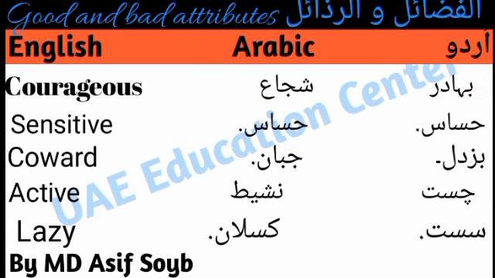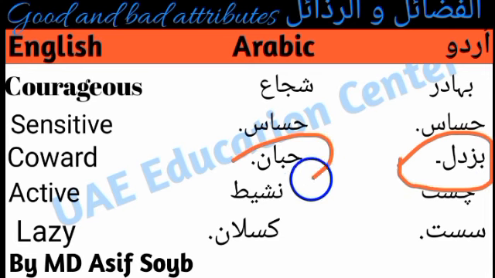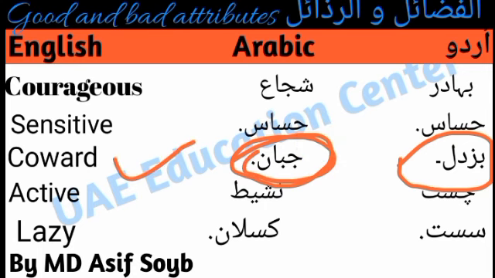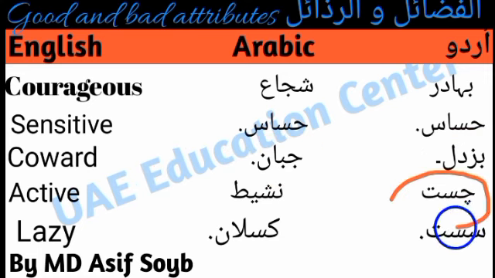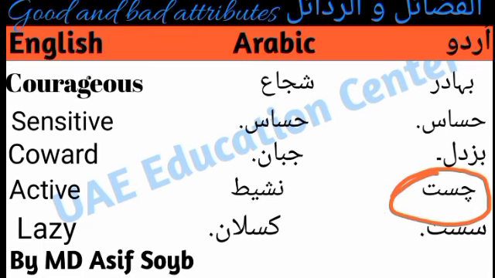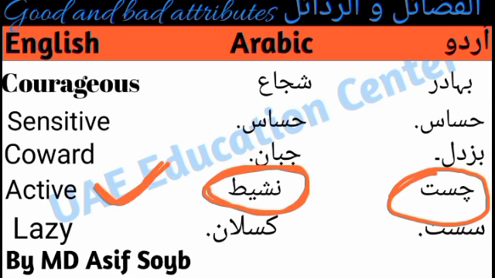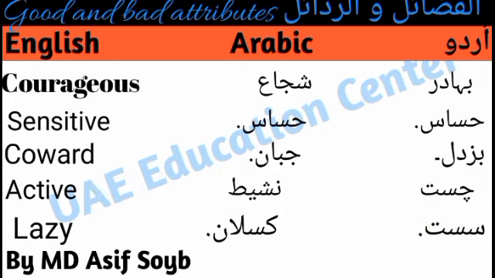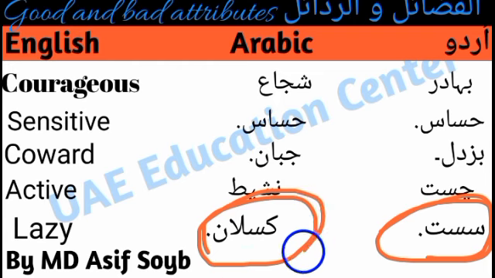Next word in Urdu, buzdil. Buzdil meaning in Arabic, jubanun. And in English, coward. Next word in Urdu, chust. In Arabic, nasheet. And in English, active. Next word in Urdu, sust. Sust meaning in Arabic, kaslan.